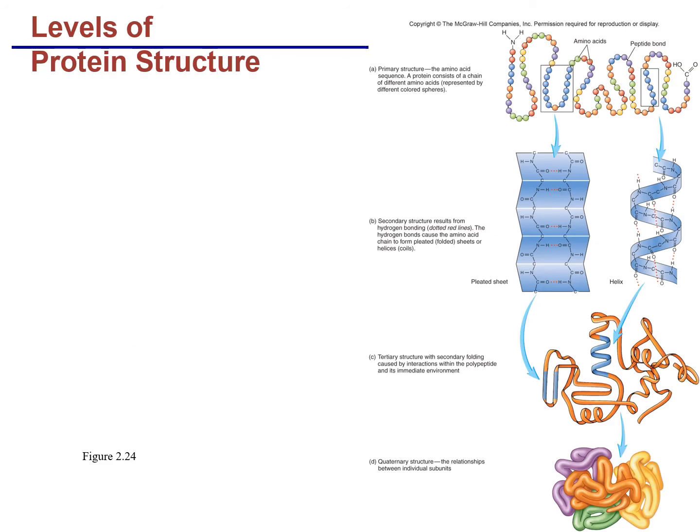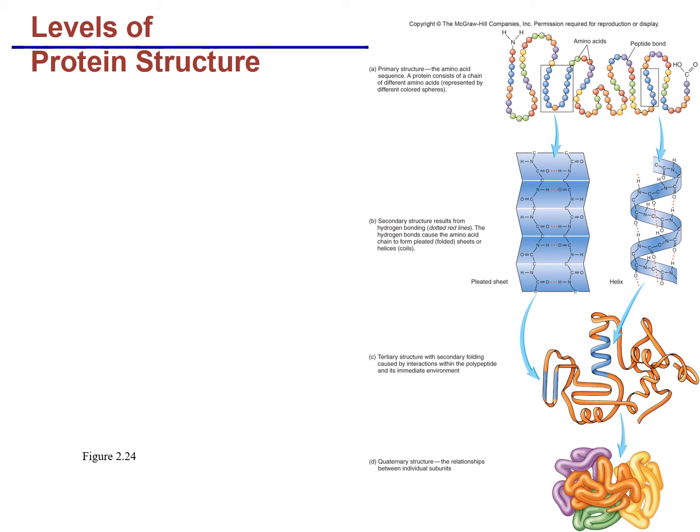This figure is walking us through the levels of protein structure. We start off with a string of amino acids, so it's sort of portrayed like a chain of beads. Every bead is an amino acid. They're held together by peptide bonds. If you know which amino acid is in each of those positions, you know the primary structure of that protein.